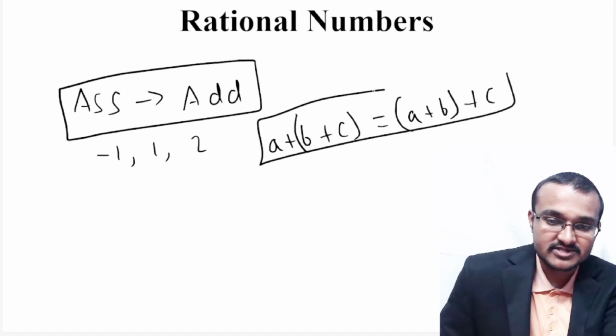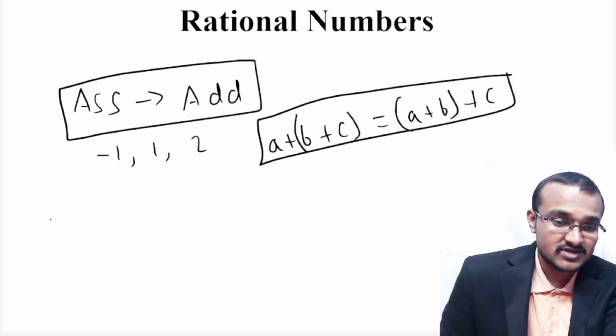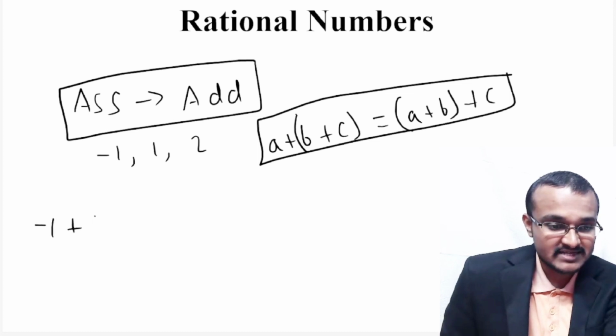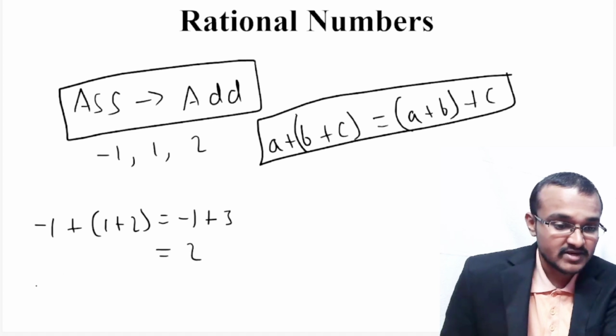So this particular equation should be satisfied. Let us see whether integers will satisfy or not. So minus 1 plus of 1 plus 2 will be equal to, first you should solve inside bracket. So minus 1 plus 2 will be 3. So minus 1 plus 3 will be plus 2.